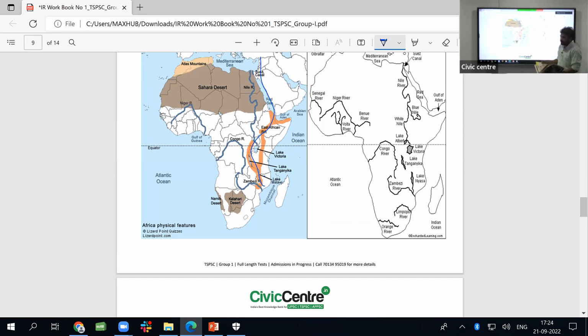Look at Ethiopia. Is it landlocked or not? Ethiopia is landlocked. Now tell me, how many nations are sharing a border with Ethiopia? Eritrea, start with Eritrea.